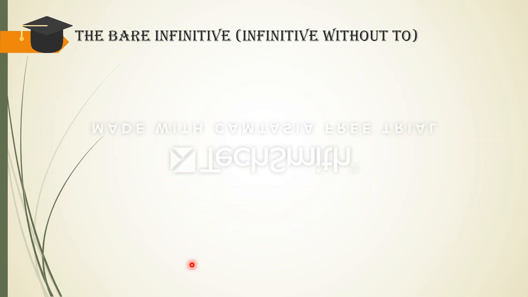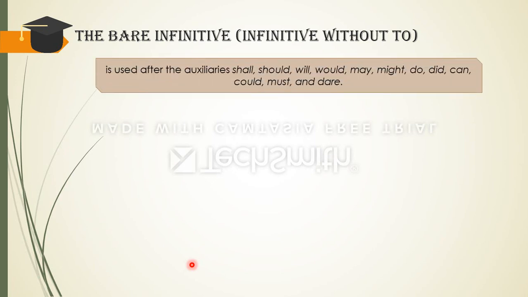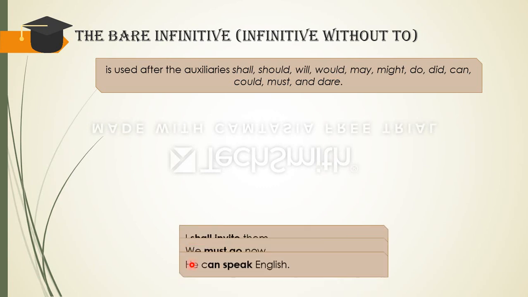Now the bare infinitive, okay. When I speak about the bare infinitive, I speak about the infinitive without to, okay. This form is used after the auxiliaries shall, should, will, would, may, might, do, did, can, could, must, and dare, okay. So whenever you have modal verbs, the will form of the simple future, or the auxiliary of some verbs, we use the infinitive without to.